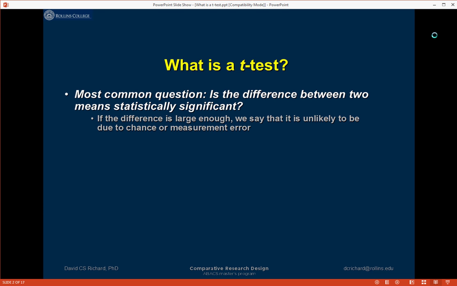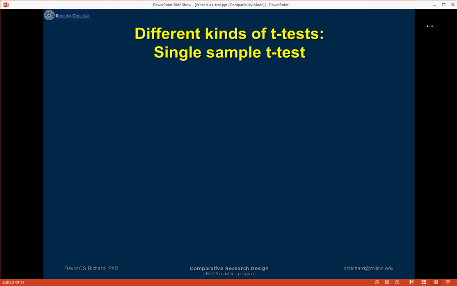Okay, so what I'm going to try to do is trim away a bunch of stuff that we'd cover in a stats class and just give you the basics so that you understand the purpose of the test more than anything else. If the difference between the means is large enough, and by the means I mean the mean of a control group and a mean of a treatment group, then we say that the difference is unlikely to be due to chance or measurement error. If that's the case, we reject the null hypothesis, and we'll come back to that in a moment. So there are different kinds of t-tests.